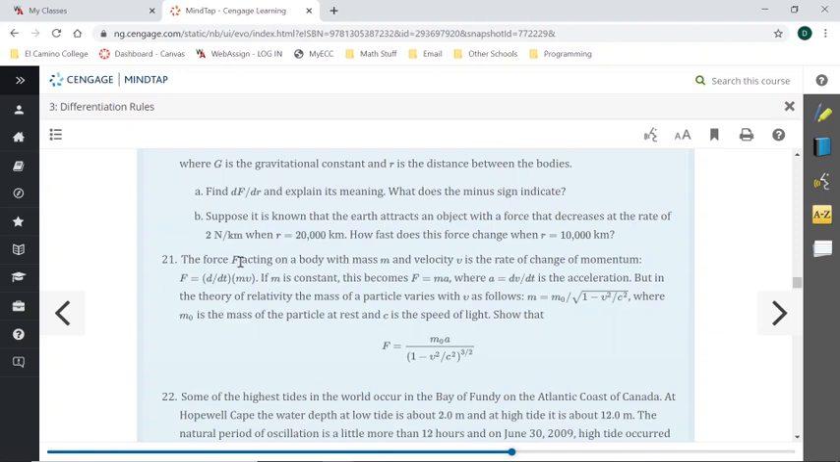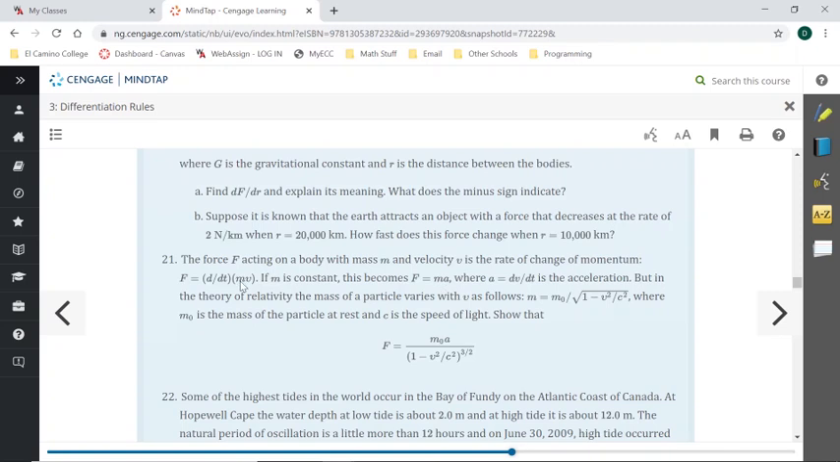The force F acting on a body with mass m and velocity v is the rate of change of momentum. Remember that from the very beginning of the semester, dropping the pen to the desk, for example, that I did. The force of gravity acting on a constant mass that has a velocity v, where the velocity is changing because the acceleration is non-zero. If the mass is constant, then this relationship is described by the equation F is equal to ma. Force is equal to mass times acceleration.